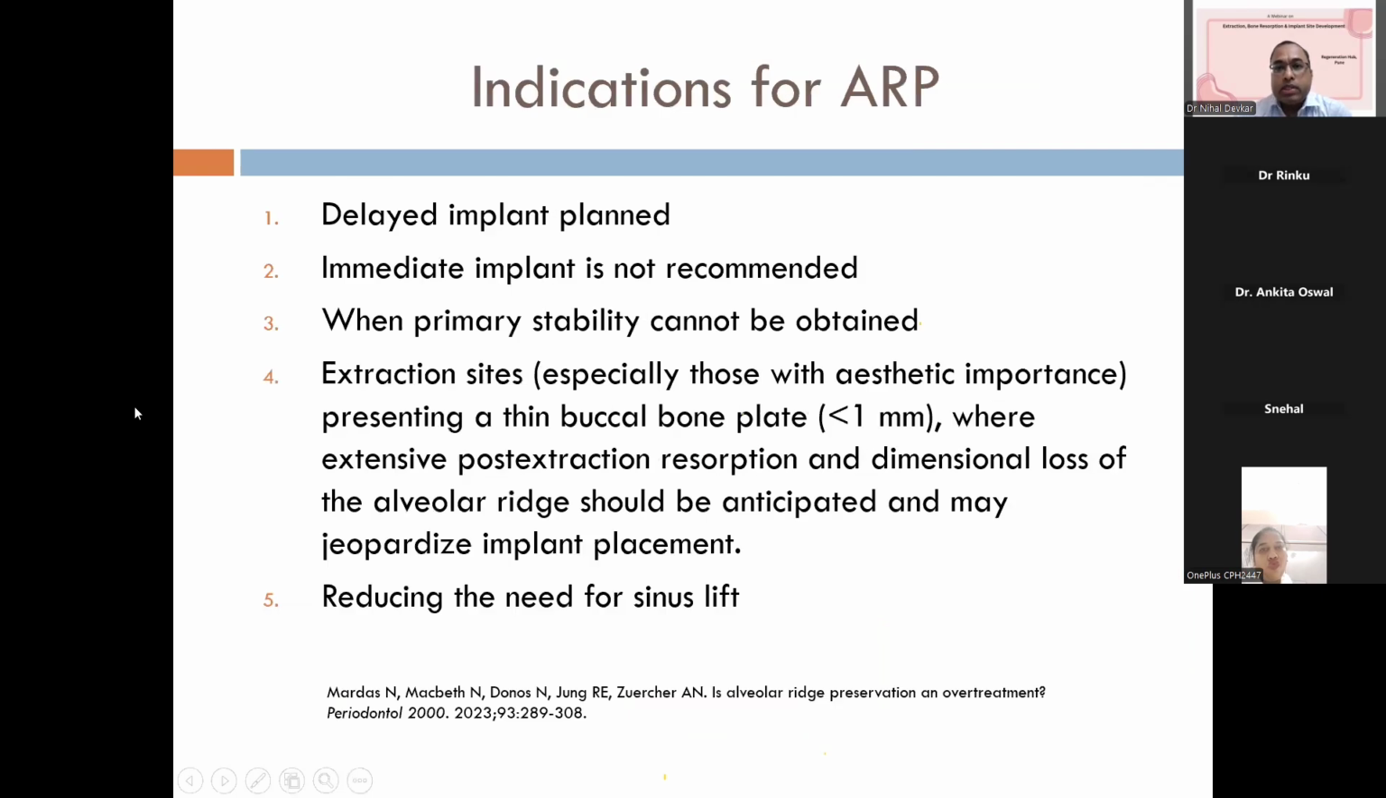What are the indications for this socket preservation or socket grafting? When delayed implant placement is planned, or the patient is not willing to undergo an implant right now. Then when immediate implant is not recommended, for example when hardly any bone is available beyond the root apex. When primary stability cannot be obtained for the implant during immediate placement. And extraction sites that present a thin buccal bone plate, less than 1 millimeter, where extensive post-extraction resorption and dimensional loss of the alveolar ridge should be anticipated, and it may jeopardize the implant placement.